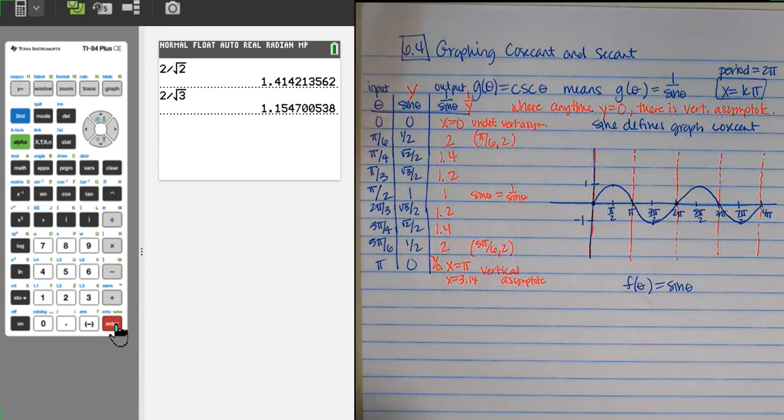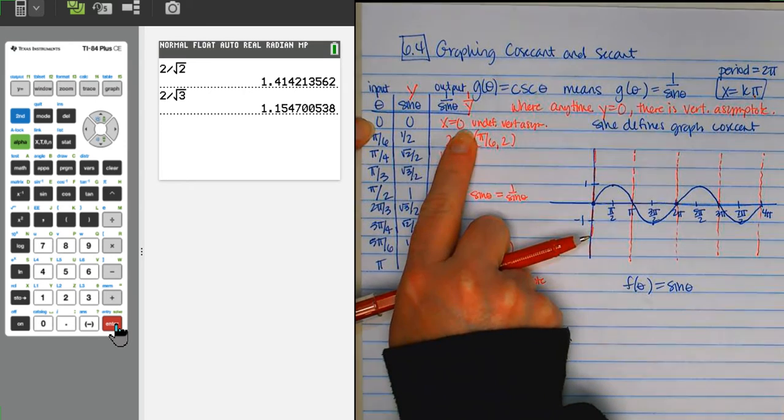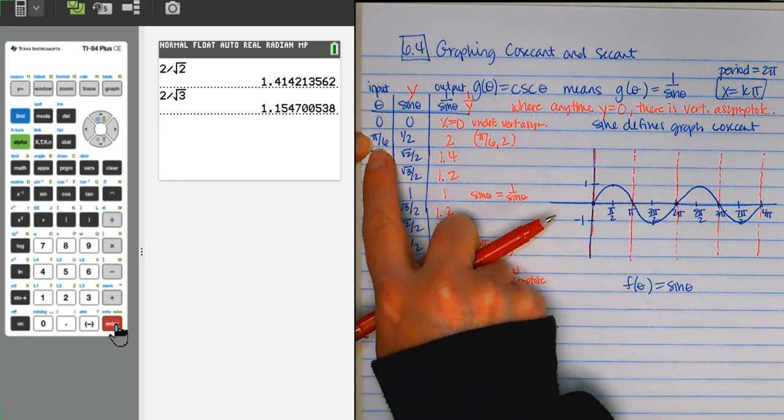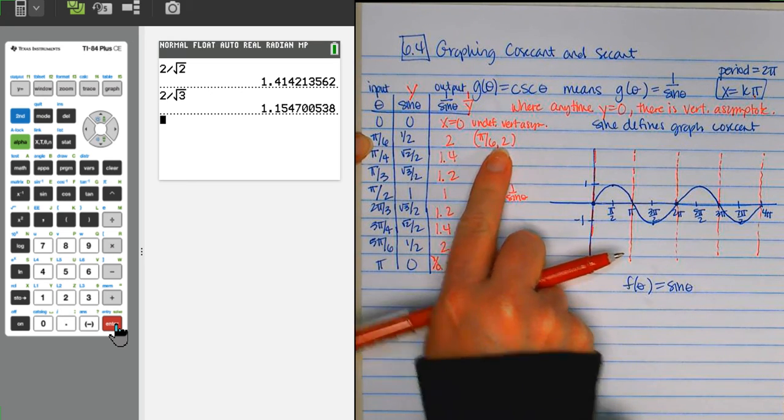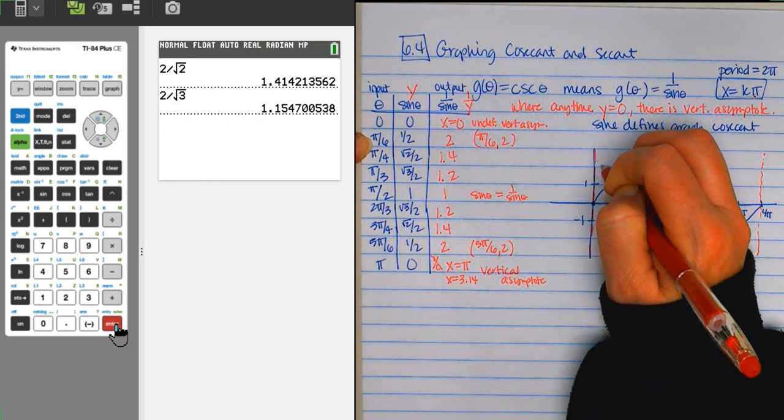Well, cosecant is the opposite of that. Here it is. At 0, 0, it's a vertical asymptote. At pi over 6, which is about here, it's at 2.